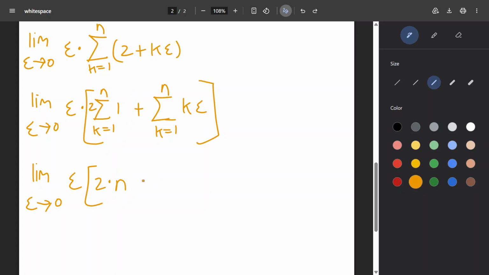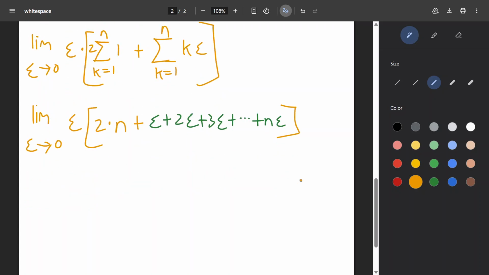Okay, now this is where it gets interesting. Let's expand this part. Well, we know that this is equal to epsilon plus 2 epsilon plus 3 epsilon plus, and so on, up to n epsilon, right? So how do we evaluate this? Well, you might be saying, hey, since epsilon is approaching 0, then maybe all of these terms will get infinitely close to 0 and cancel out, so to speak, so we don't really have to worry about it.